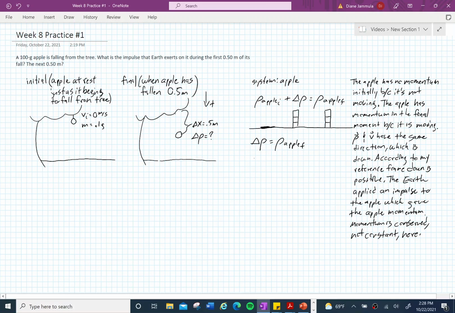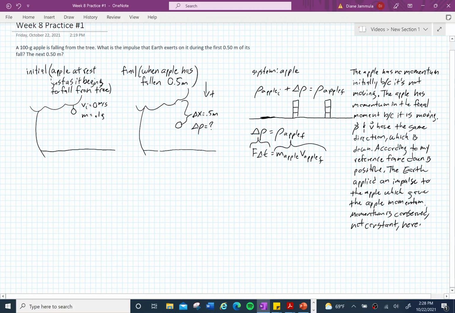Change in momentum equals force times change in time. That's what change in momentum is, which is also called impulse. The final momentum of the apple is the mass of the apple times the velocity of the apple final. Okay. And let me put a little explanation here. I wrote my equation based on the bar graph.